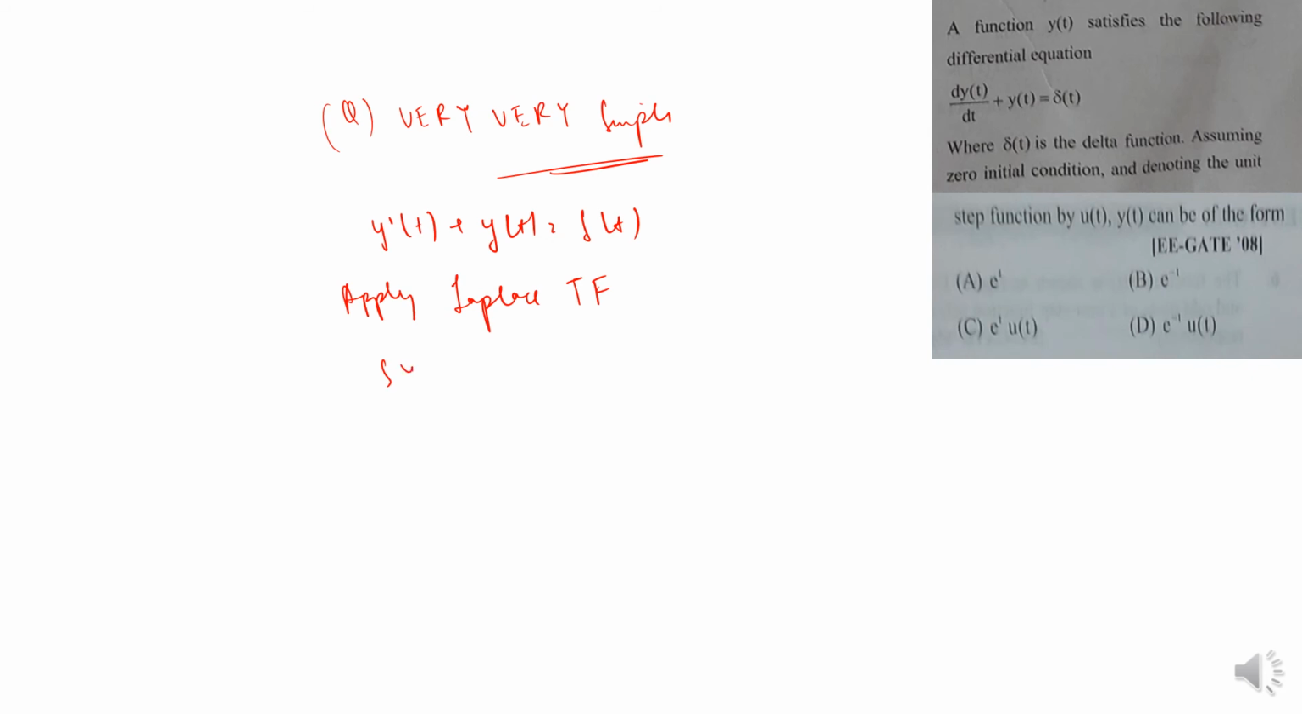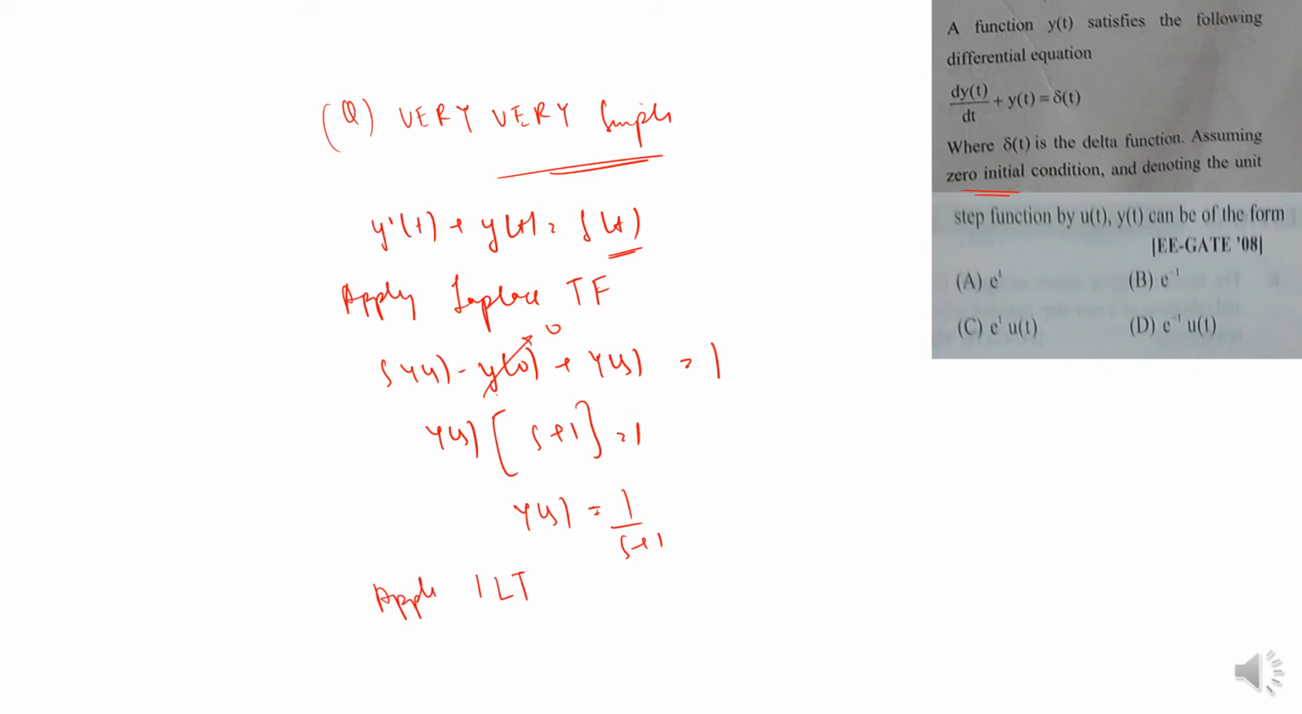s into Y of s minus y of 0 plus Y of s is equal to the Laplace transform of delta t, which is 1. Now assuming zero initial conditions, y of 0 is 0. If we take Y of s as common, (s plus 1) Y of s is equal to 1, so Y of s is equal to 1 by s plus 1. Now apply the inverse Laplace transform. Now what happens? y of t is equal to e power minus t into u of t.